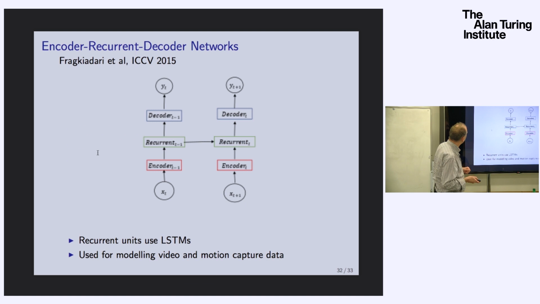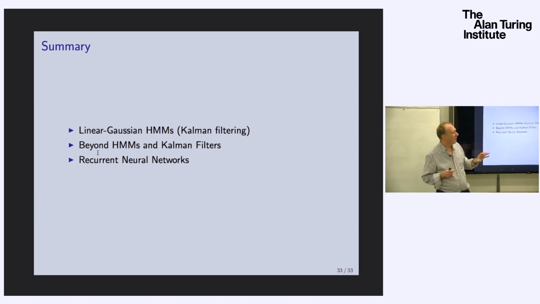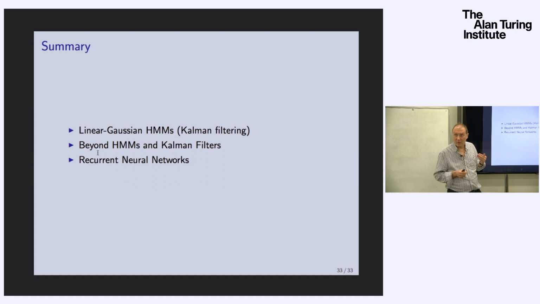Okay, so just to summarize, we talked about Linear-Gaussian HMMs, or Kalman filtering, and then we've gone beyond that, both by looking at richer graphical models, but also by removing our probabilistic spectacles and thinking about the recurrent dynamics that we have in things like Kalman filters and HMMs, and making that more nonlinear and ending up at recurrent neural nets. So, happy to take questions.